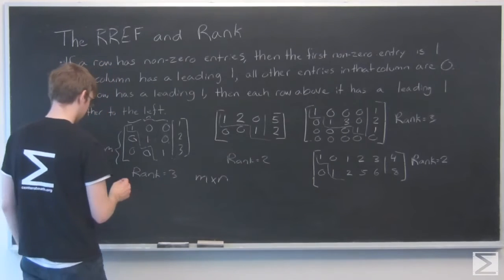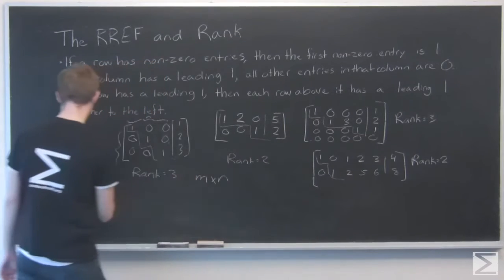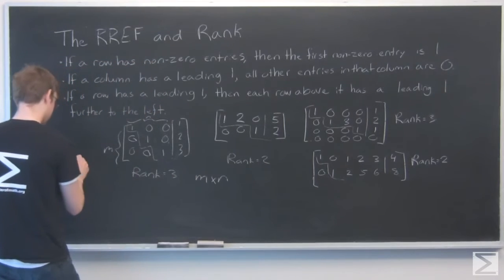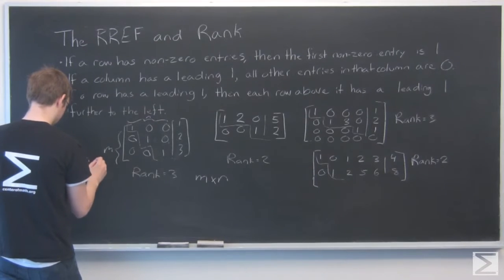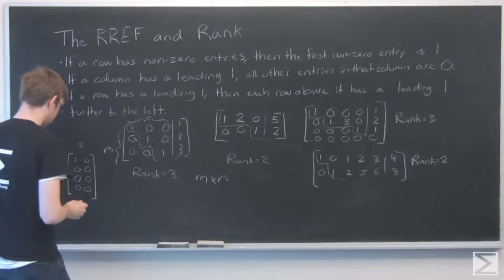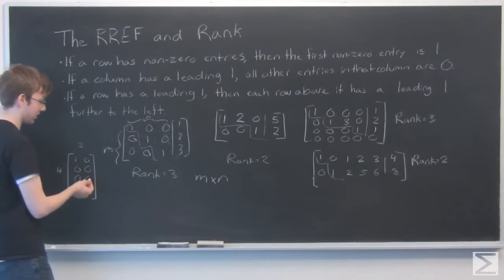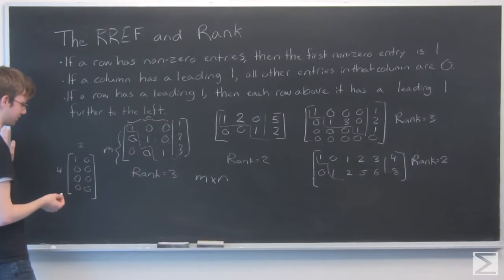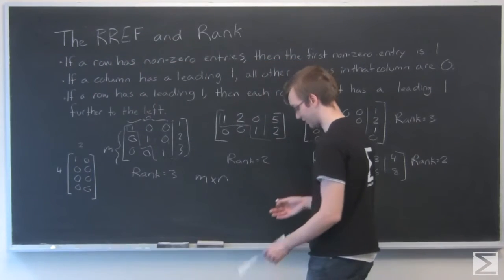So let's see what that would look like. Here's a 4 by 2 matrix where the rank is 1. There's only one non-zero row. We can't tell a whole lot about that. So that's why there's no rule for when the rank is more than n.